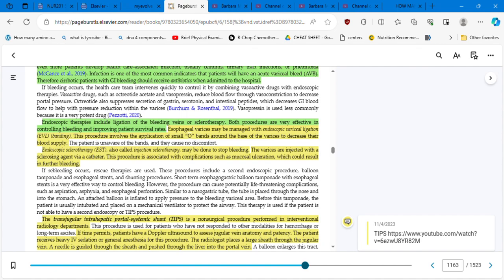Infection is one of the most common indicators that patients will have an acute variceal bleed. Therefore, cirrhotic patients with GI bleeding should receive antibiotics when admitted to the hospital.